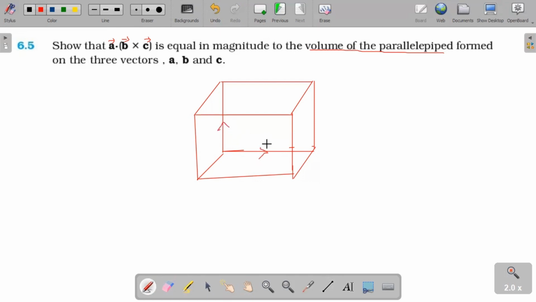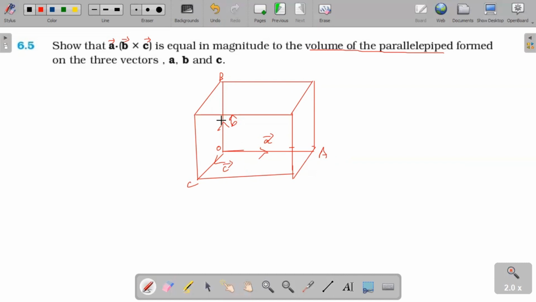This is A vector, this is B vector, this is C vector. This is taken as OA, this is taken as OB, and this is taken as OC. Proof: A dot B cross C. First, B cross C. So, what is B cross C?